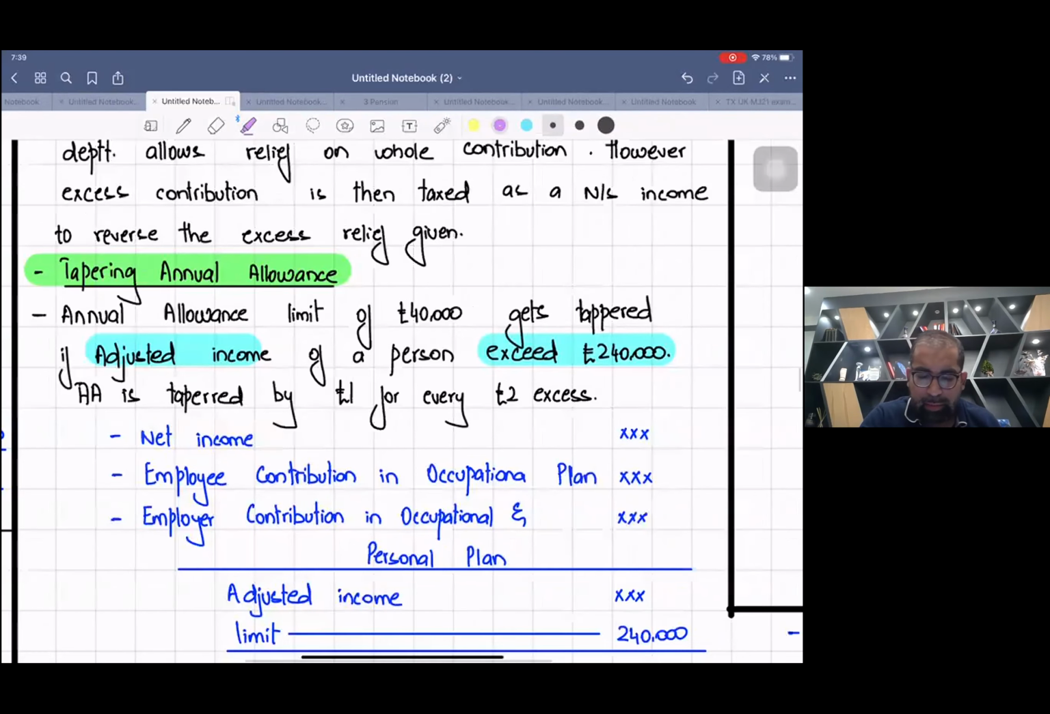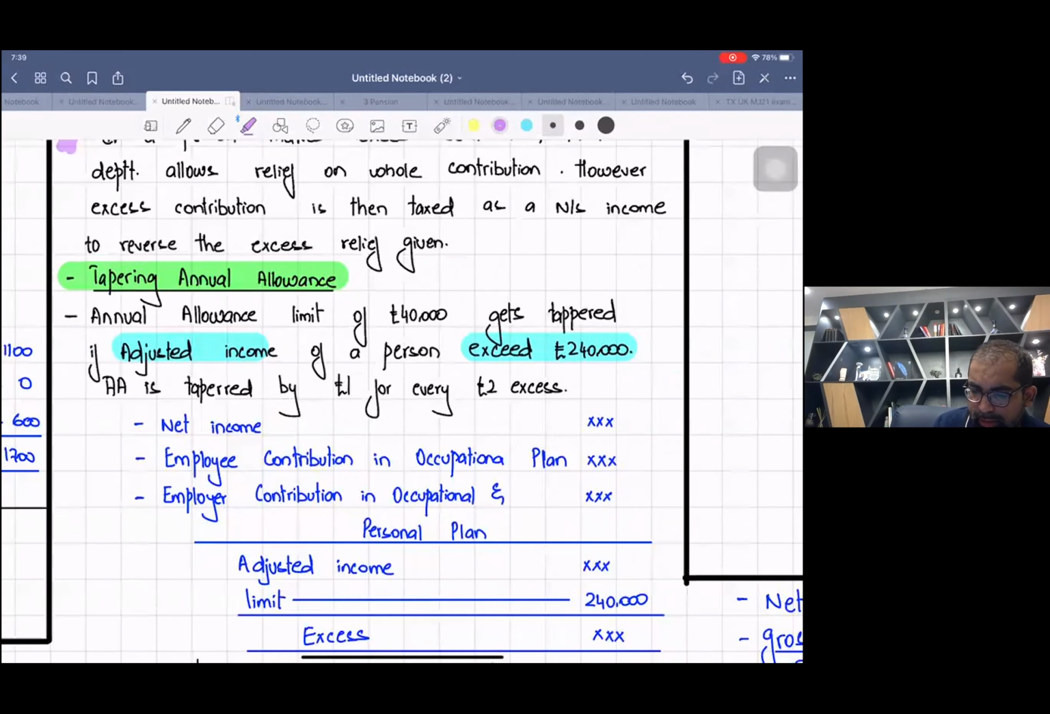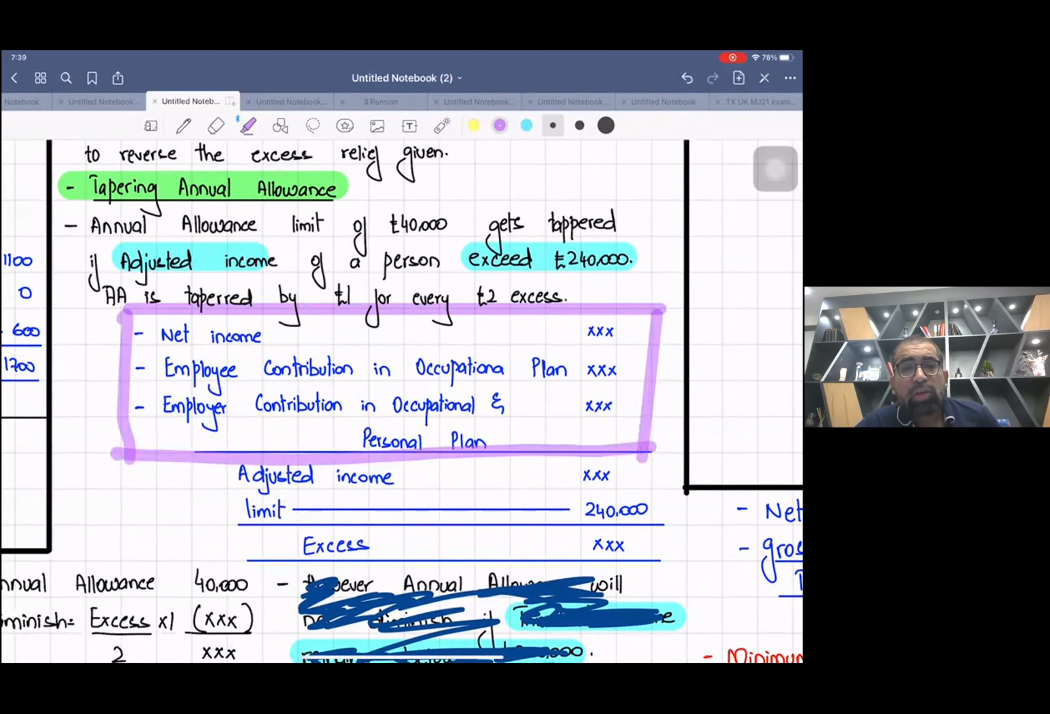So what is AI? AI is the combination of these three things. I'm sure you know this. Listen. Your total net income, employee contribution in occupational pension plan, and employer contribution in occupational and personal pension plan. These three things you will add. This is called adjusted income, or you call it AI.